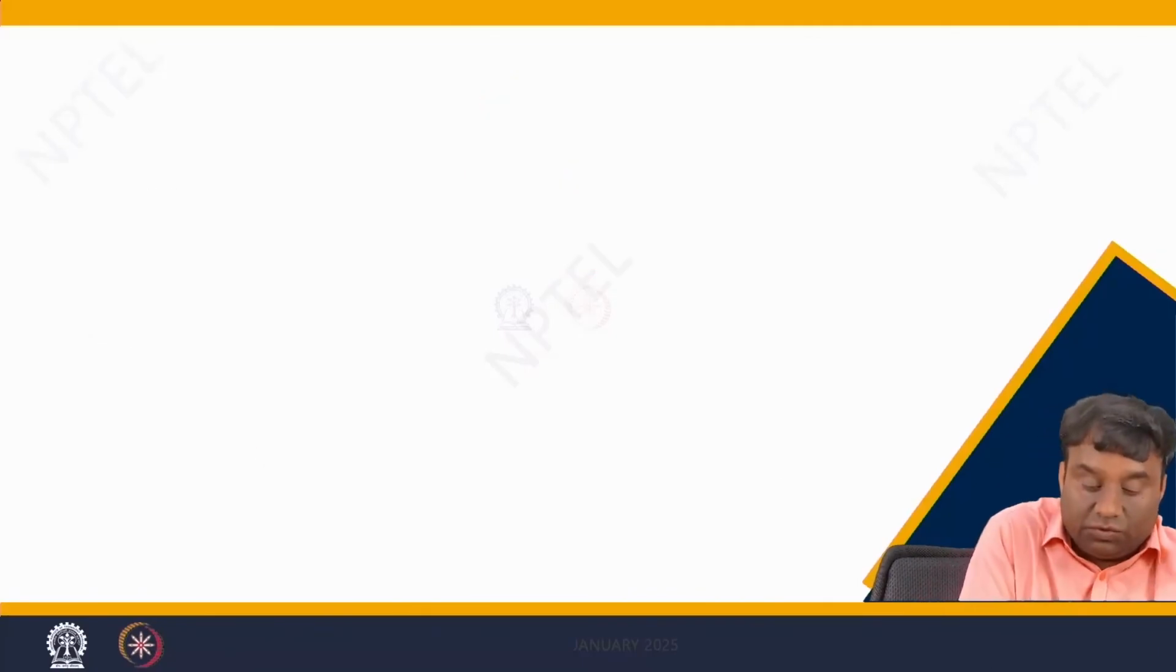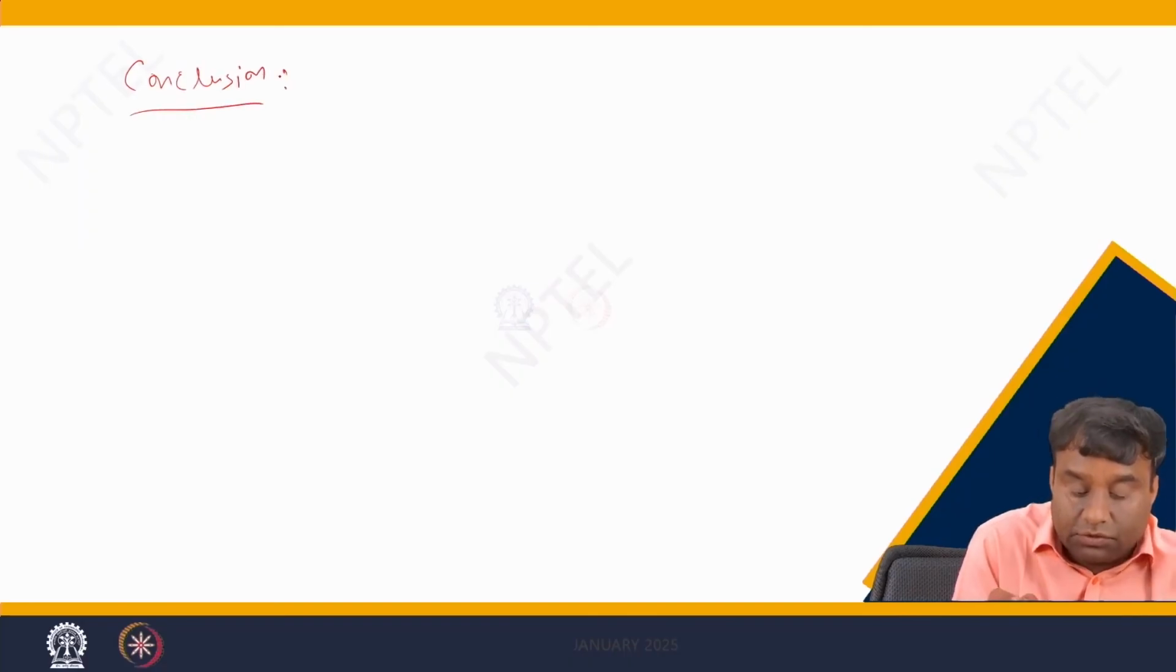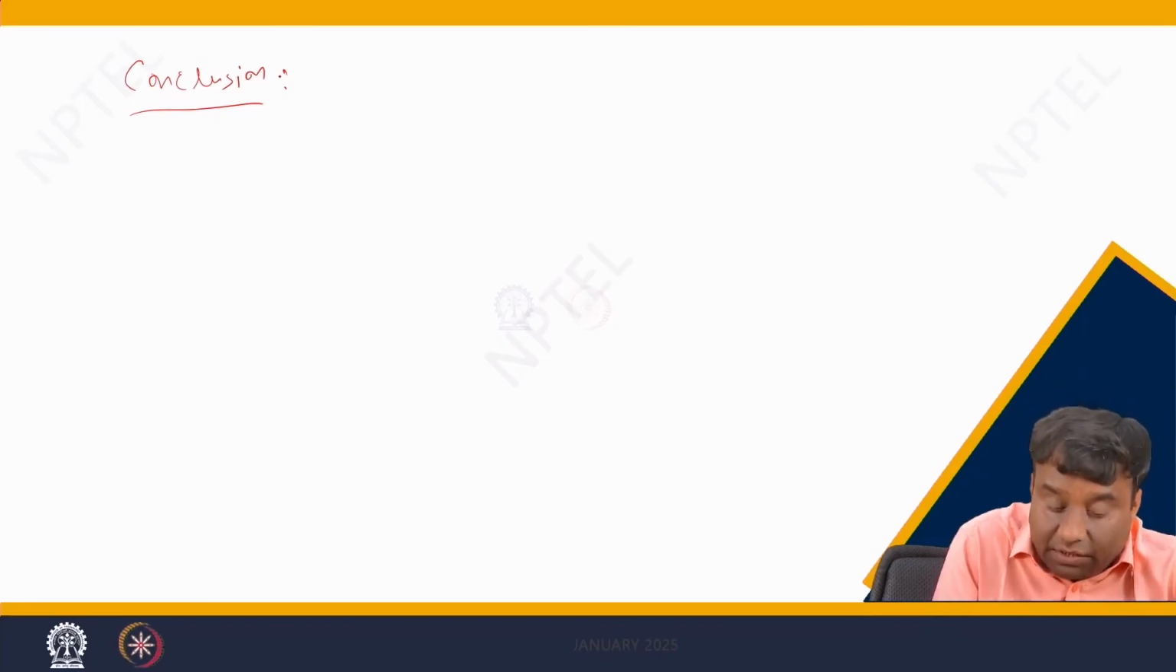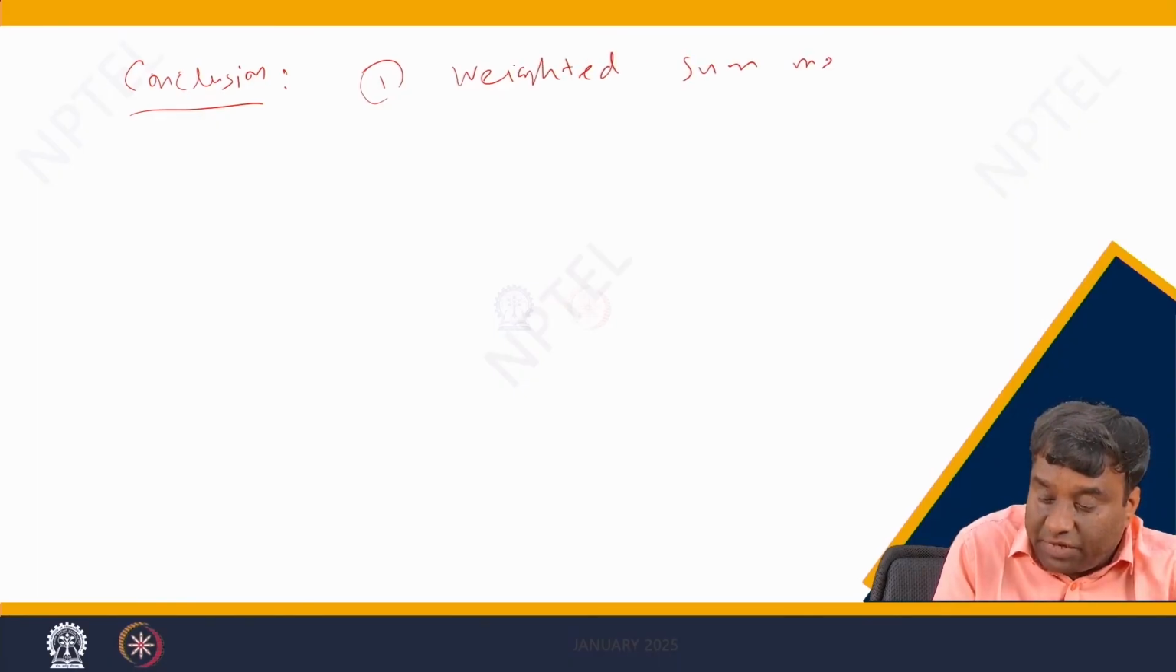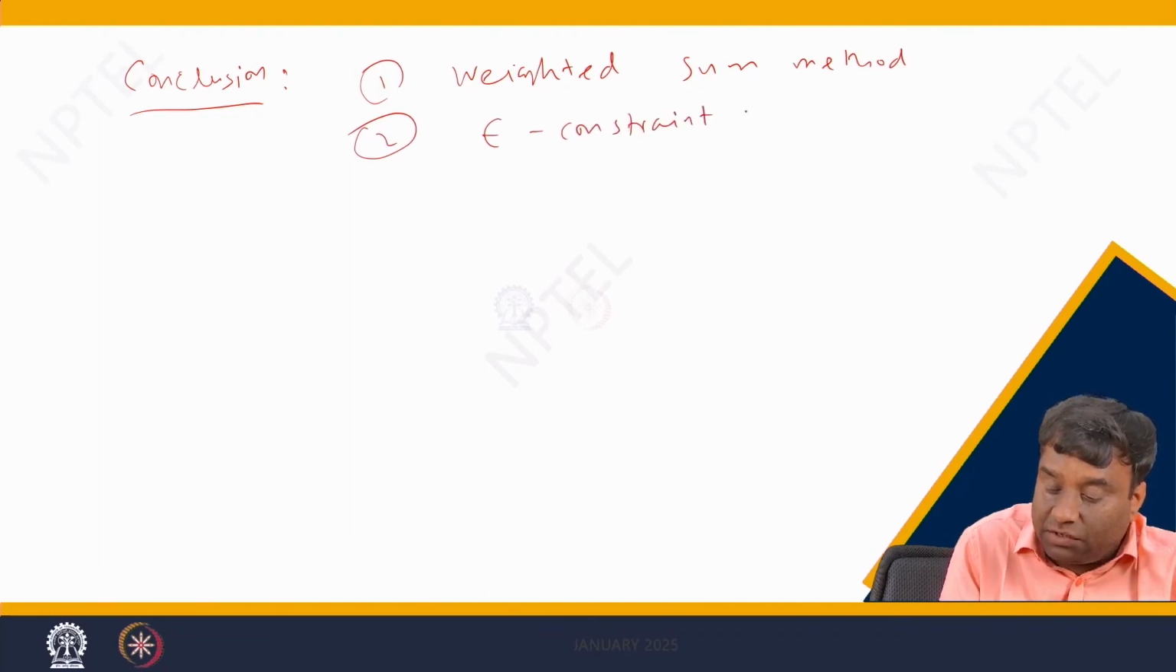So in conclusion, today we have studied two methods. One is the weighted sum method, and second we have studied the epsilon constraint method.